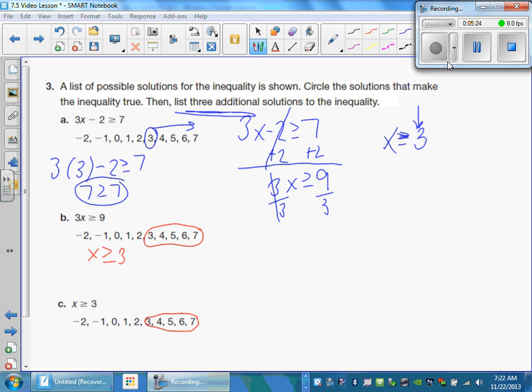Here are your answers for B and C. You should have gotten that each of them come out to be x is greater than or equal to 3. So all of the numbers you could have circled to plug in for x were 3 or anything bigger than 3. And then make sure that you listed any 3 additional solutions. So anything greater than 3 would have been a possible solution. Go ahead and try 4, 5, and 6 on your own, and when you're ready, press play.